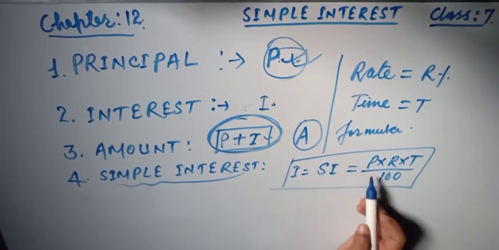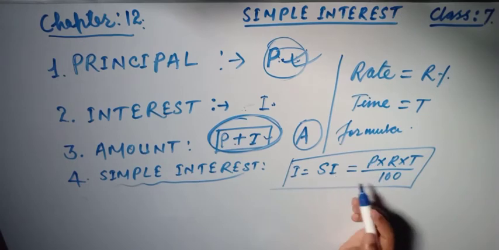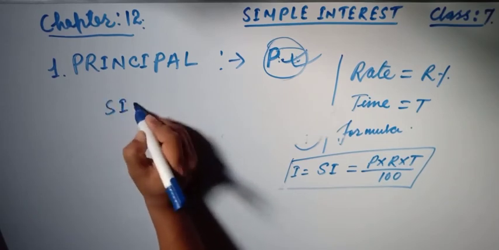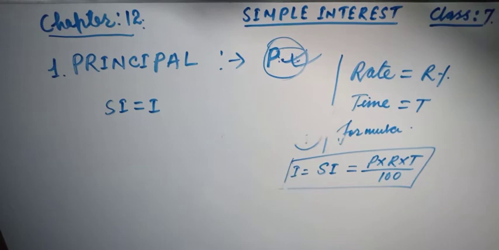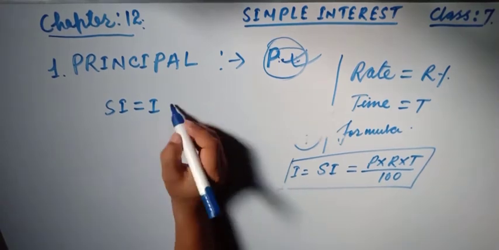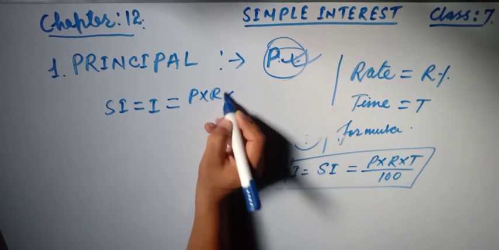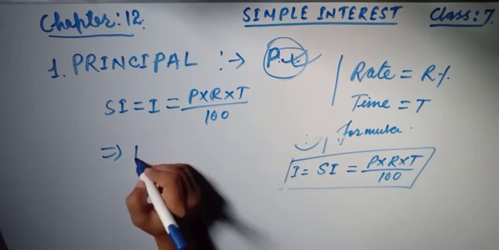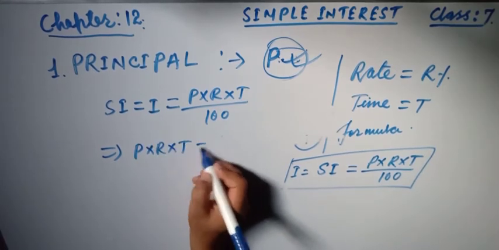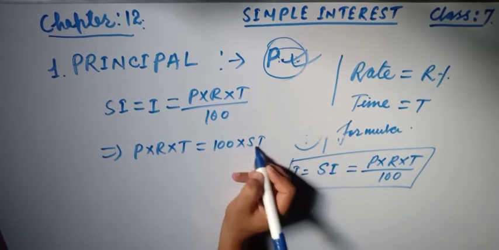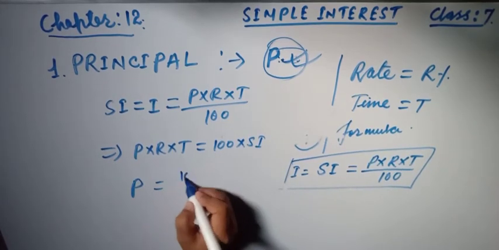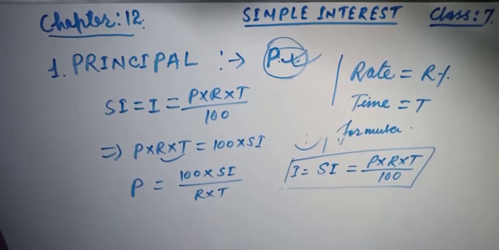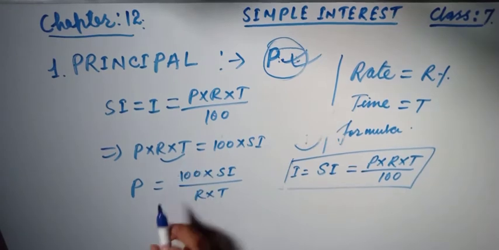From this formula we can find out the P after cross multiplication. Now see, SI, or simply I, is equal to P into R into T divided by 100. After cross multiplication, this is P into R into T is equal to 100 into SI. If you have to find P, then P is equal to 100 multiplied by SI divided by R into T. Similarly, we can find out R and T as well.